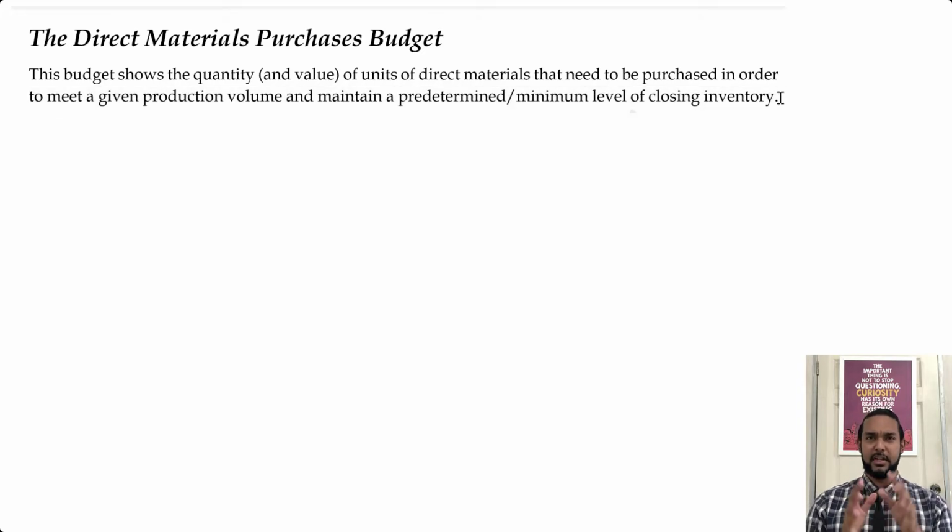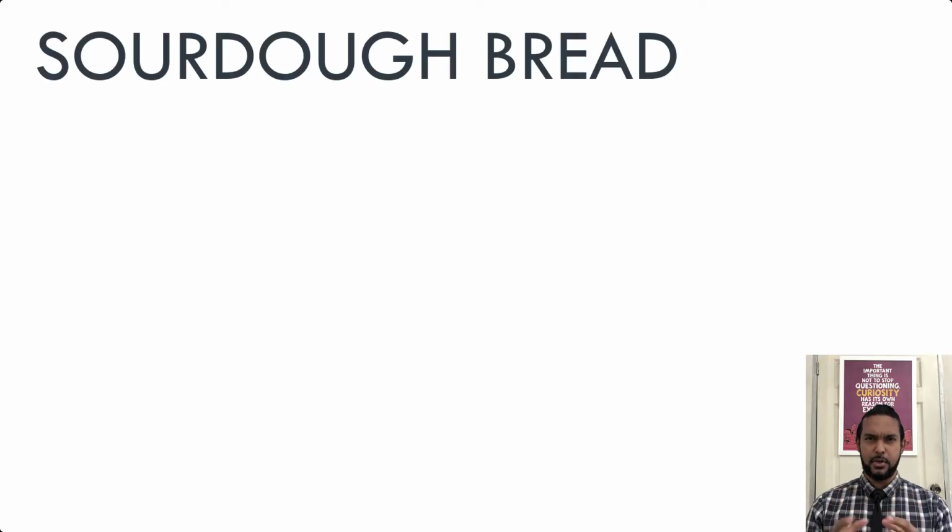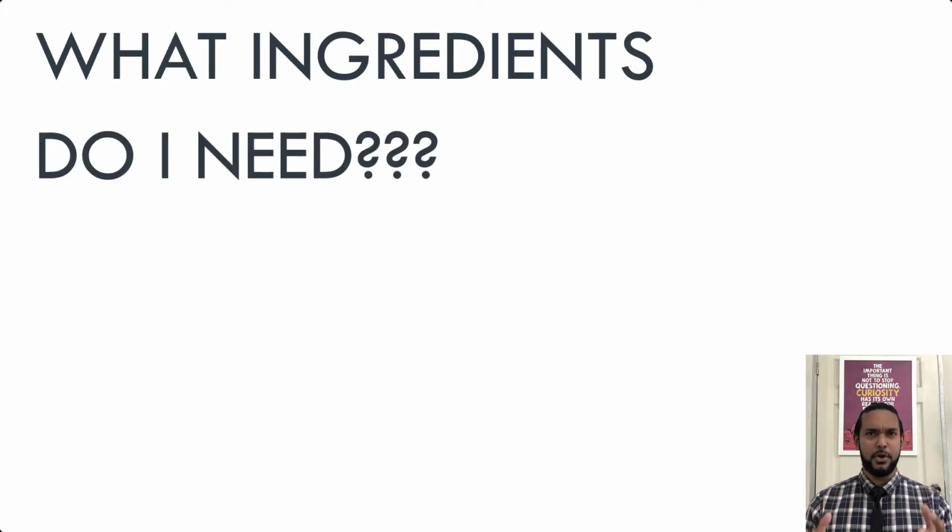Okay, so let's see if I can get a little example going so you can connect with that before we get into the actual examples and numbers. Let's say you have a hobby of making sourdough bread and you got so good at it that your friends and relatives encouraged you to take it up as a business. And you said, all right, I'm going to do this. But of course, a very important question you should ask yourself is, what ingredients do I need?